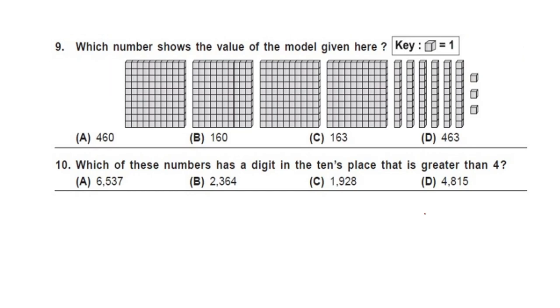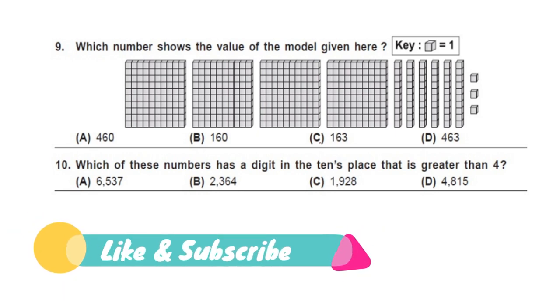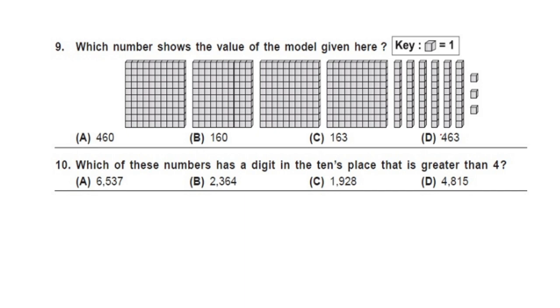Next question. Which number shows the value of the model given here? The key is that one block or one unit is equal to 1. So, here I have some units. You need to calculate or understand what the calculation is and reach the right answer. Is it option A, 460, option B, 160, option C, 163, or option D, 463? The time starts now.